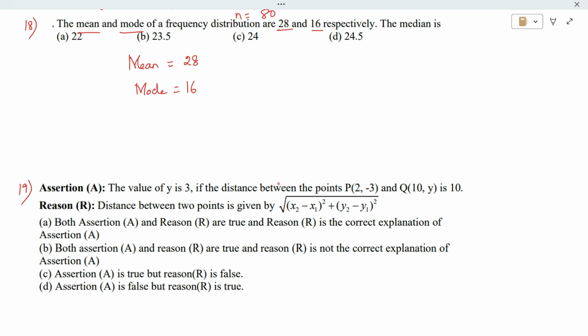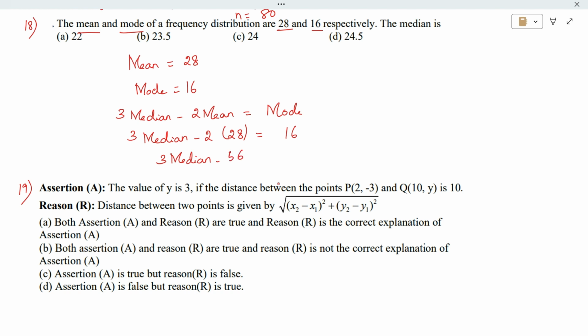Connecting mean, median and mode, I have a formula which is 3 median minus 2 mean is equal to mode. So I'm going to substitute the given values and then find the median by transposing. So 3 median minus 2 times 28 is equal to mode, which is 16. So 3 median minus, what is 2 times 28? It is going to be 56, isn't it? That is equal to 16.